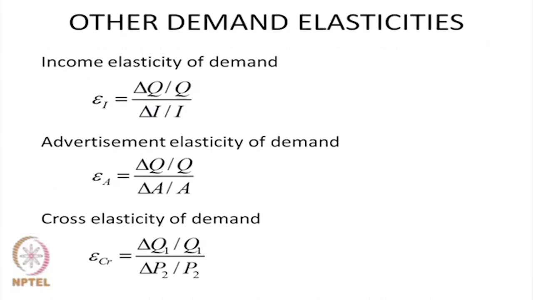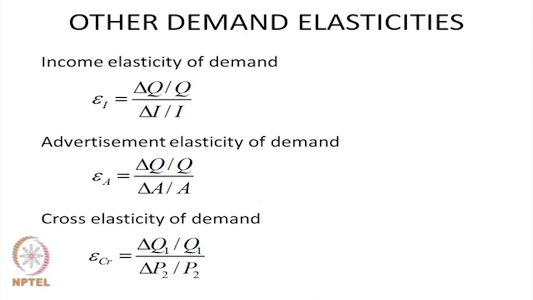Now, there are different other types of demand elasticities. Let us spend some time. We had been talking about only price elasticity of the demand. We will now consider different other types of elasticity. In particular, we would like to talk about these three types of elasticities. One, income elasticity of demand. Two, advertisement elasticity of demand. Three, cross elasticity of demand.